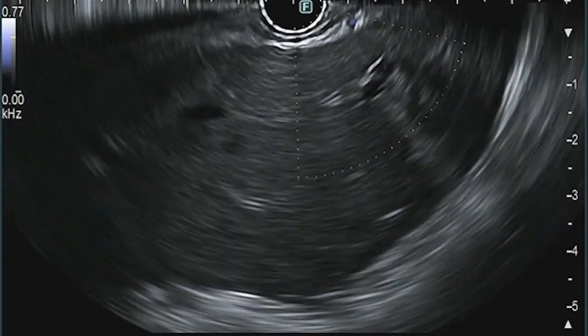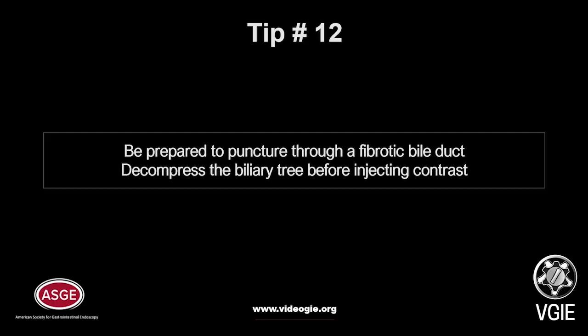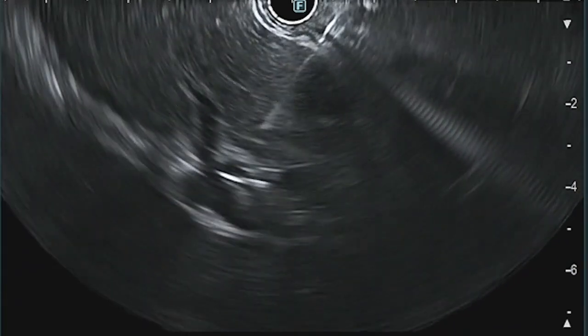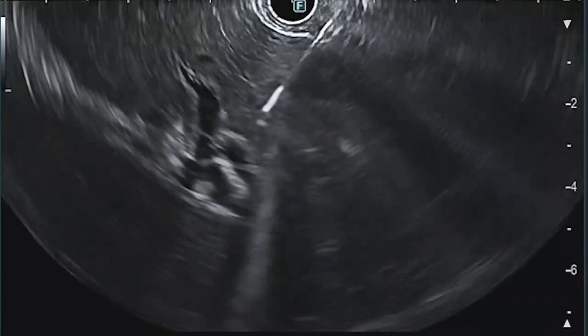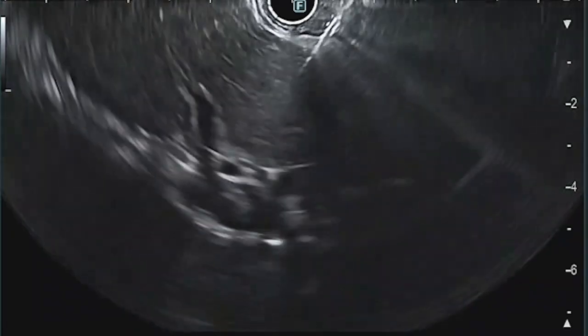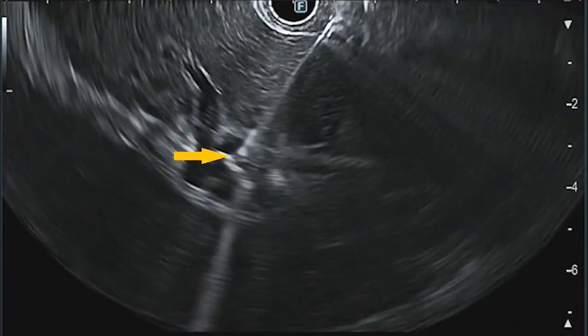Be prepared to puncture through a fibrotic bile duct and decompress the biliary tree before injecting contrast. Puncture of the target bile duct can be particularly challenging in patients with fibrosis or biliopathy. In such situations, a rapid forward thrust of the needle may be required to gain access. It is not uncommon to puncture beyond the posterior wall of the bile duct.